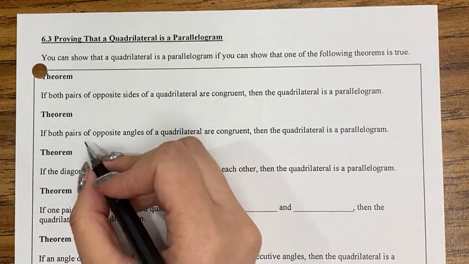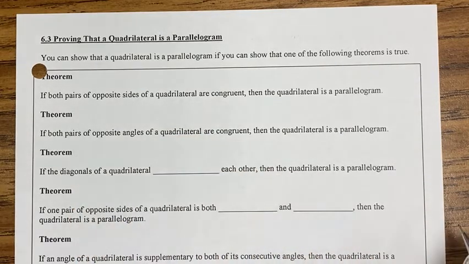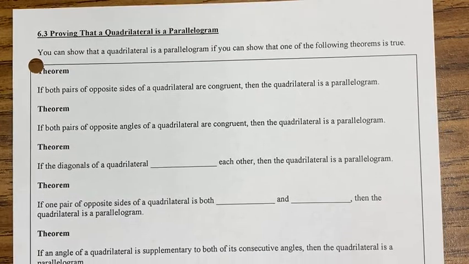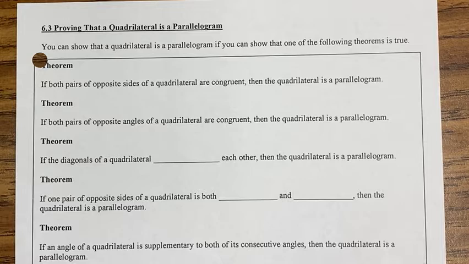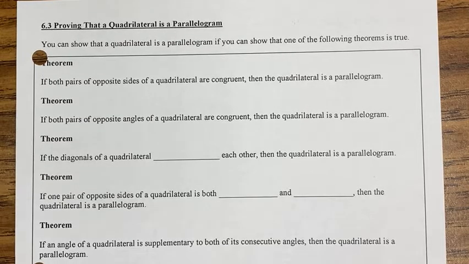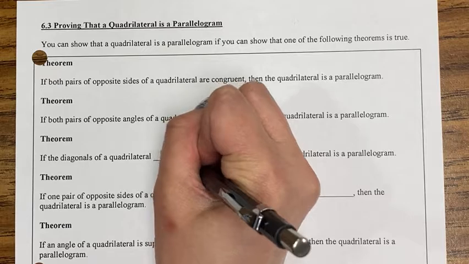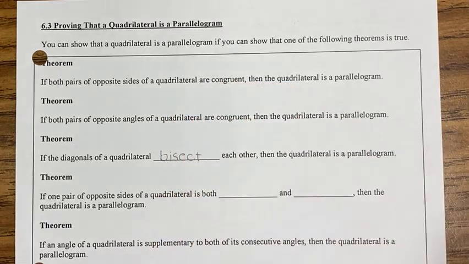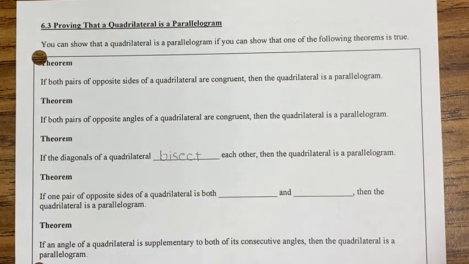So, the first theorem that we have over here is that if both pairs of opposite sides of a quadrilateral are congruent, then the quadrilateral is a parallelogram. Second theorem, if both pairs of opposite angles of a quadrilateral are congruent, then the quadrilateral is a parallelogram. The third theorem is that if the diagonals of a quadrilateral bisect each other, then the quadrilateral is a parallelogram.